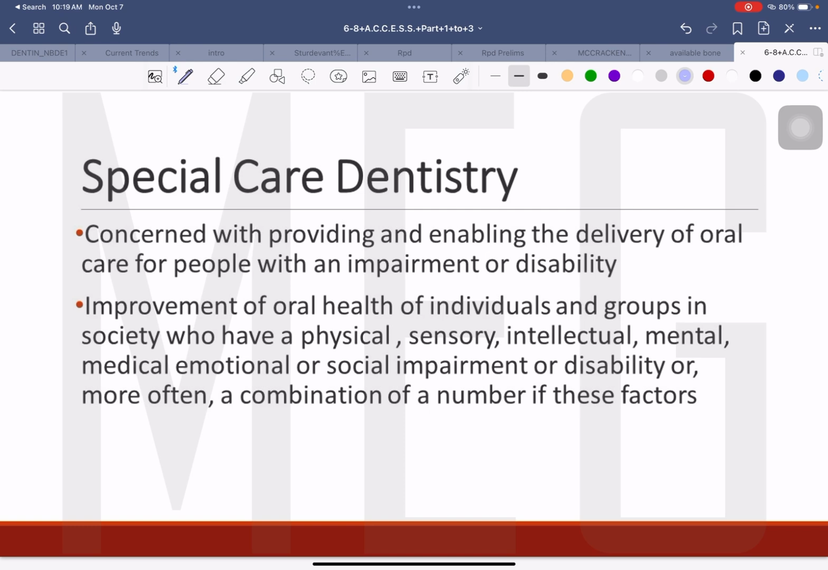Special care dentistry serves a diverse group of people with a range of disabilities and complex additional needs, and includes people living at home, in long-stay residential care and secure units, as well as people who are homeless. So anyone who doesn't have access to dental treatment is part of special care dentistry.